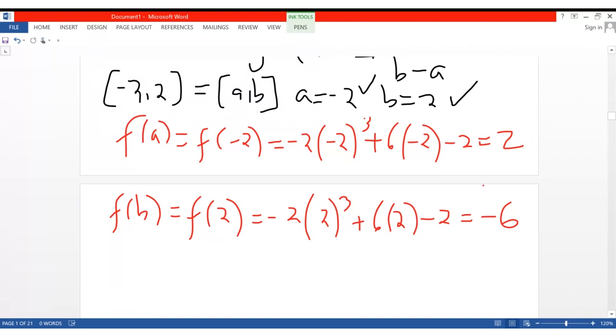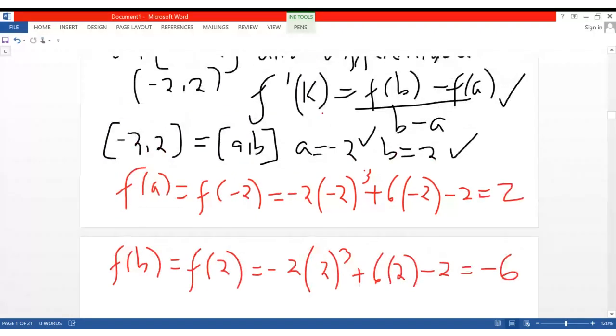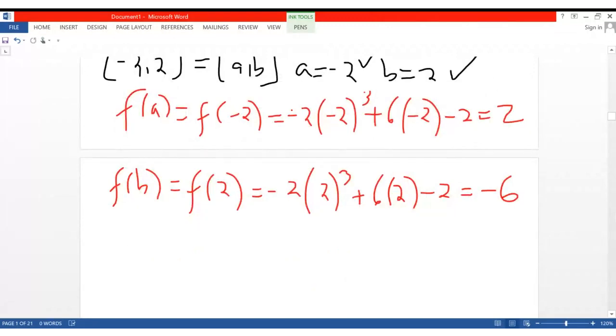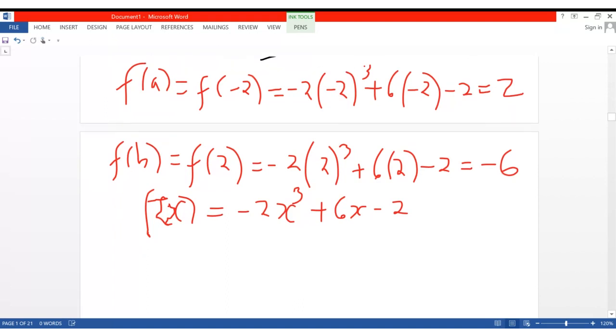So according to the formula still, we need to find f prime of k. So f prime of k will be gotten from, first of all, our f of x. Our f of x was given by -2x to the power 3 plus 6x minus 2. So we differentiate this once. The power will come down and remain with -6x squared. When you differentiate 6x, you just get 6.